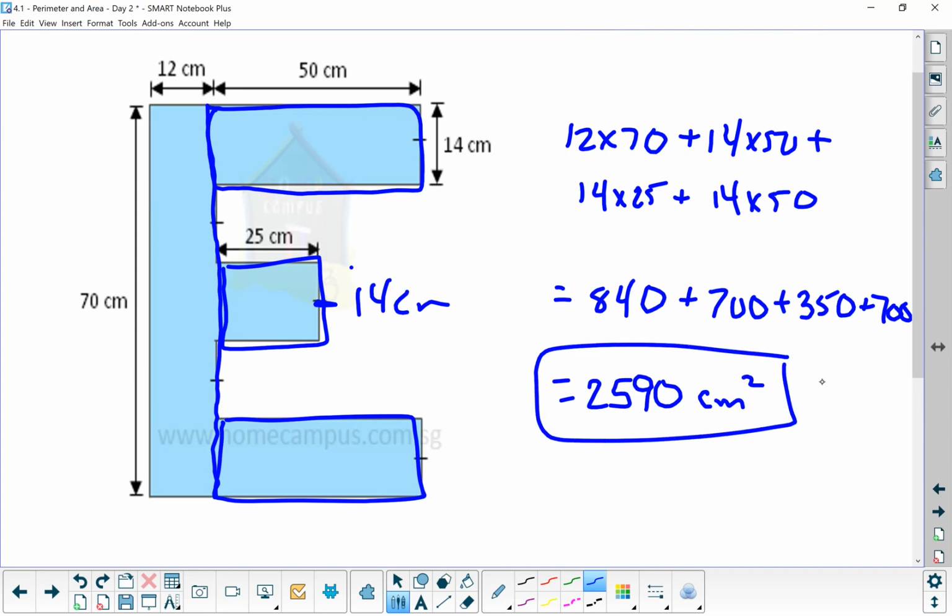Breaking them into pieces that you can find the area of, adding those pieces all back together. Make sure you don't miss any pieces. So that's the big key here. I can see 4 pieces. 1, 2, 3, 4. Okay.